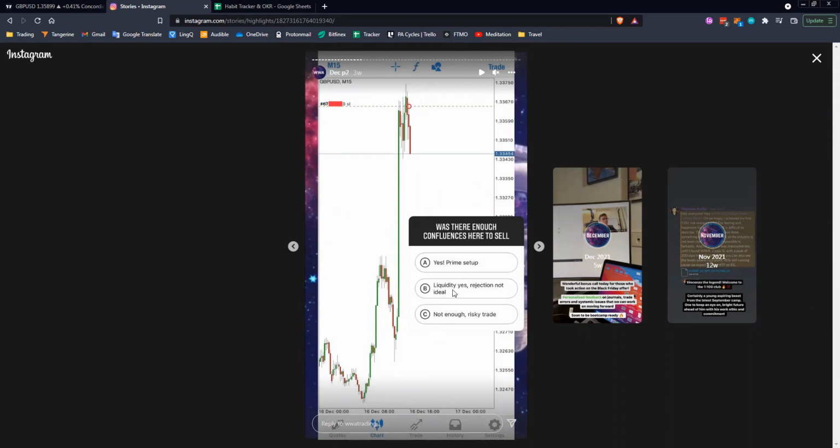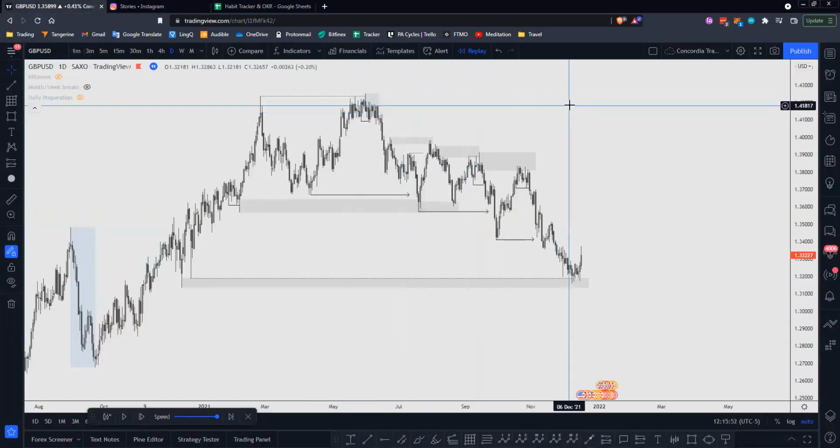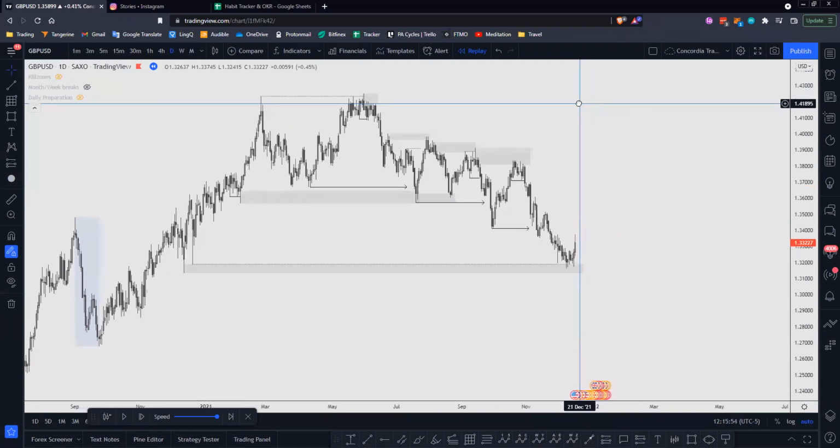You can see they even have a little bit of a questionnaire here as to what this trade involved. And so, yeah, let's break it down from the higher time frame. Look at it right now. Obviously, a lot of people wouldn't be looking to go short here, but this is actually one of my favorite setups, and it's one that I have been trading for the last couple of years. So I'll show you a little bit of a breakdown here.